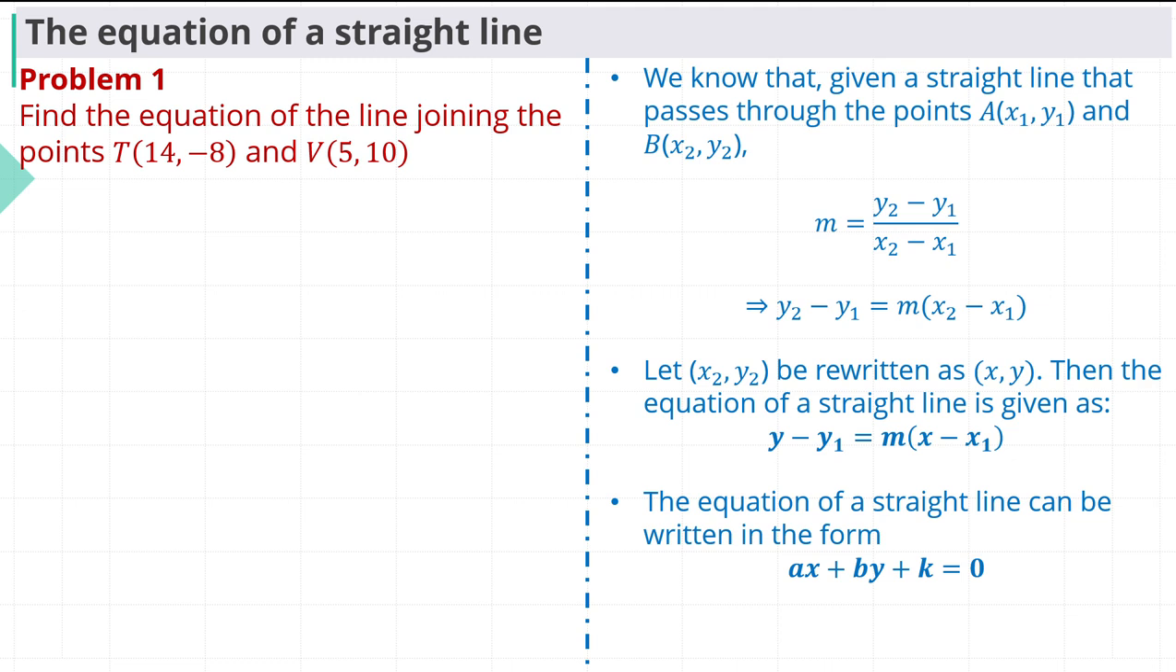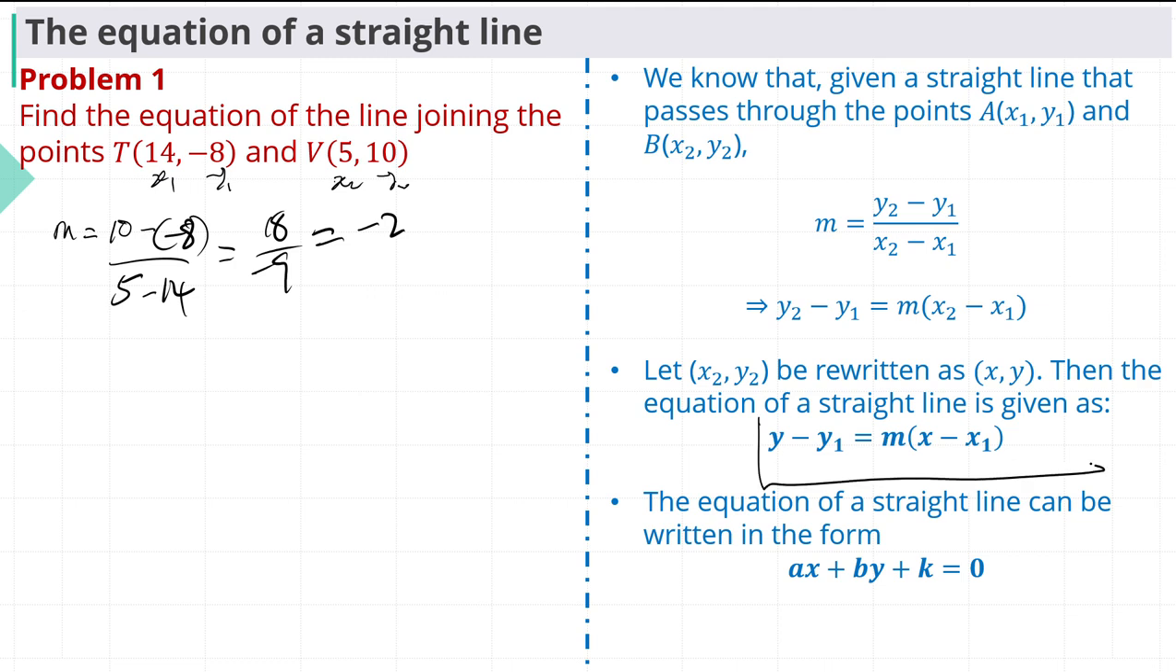Let's solve the first question. Find the equation of a straight line joining the points T and V. First of all, find the gradient of the straight line. Gradient is given as change in y, y2 minus y1, divided by x2 minus x1. That gives minus 2.